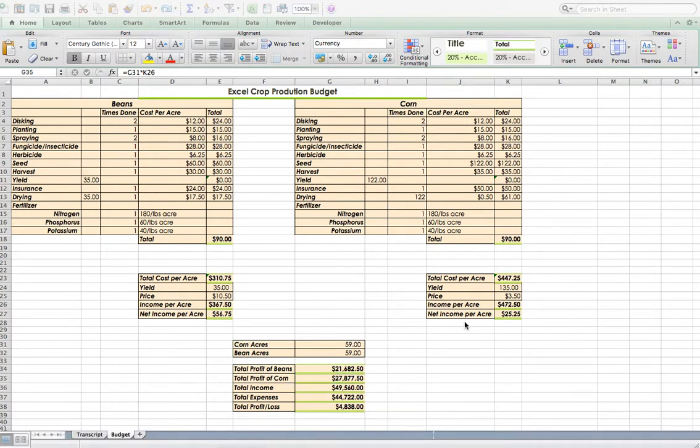Then we simply add those together to get our total income, and then we must find our total expenses. To do this, we multiply our expense per acre of beans by the number of acres of beans, and add that to the expenses of the corn acres. Once we have both of those, we can subtract the total expenses from the total income to get our total profit or loss on the operation. For this example, this operation had a profit of $4,838.